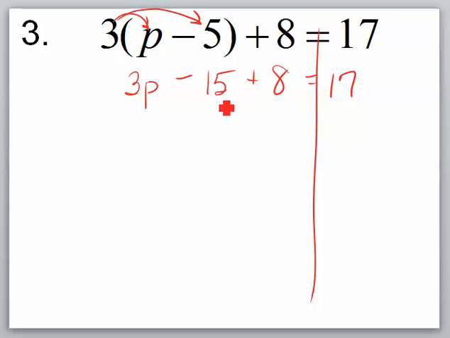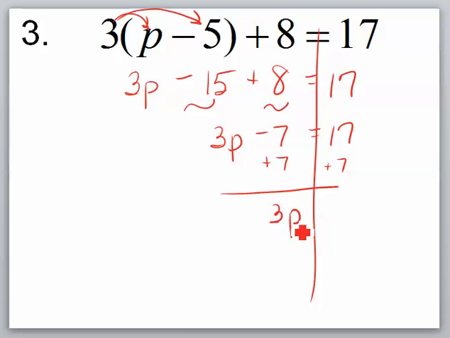Combining my like terms this time because I can actually put together my negative 15 and my positive 8. Negative 15 and positive 8 gives me a negative 7. I can undo the negative 7 by adding 7 to both sides. And then I can add those together, which gives me 24. Divide by 3 on both sides gives the p completely by itself, which gives you an answer of 8.